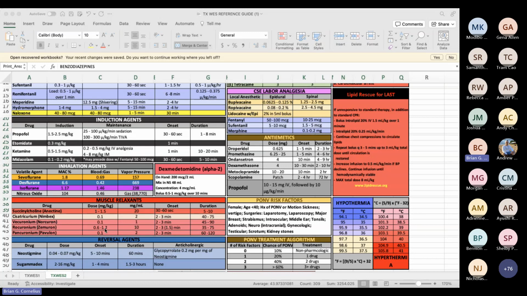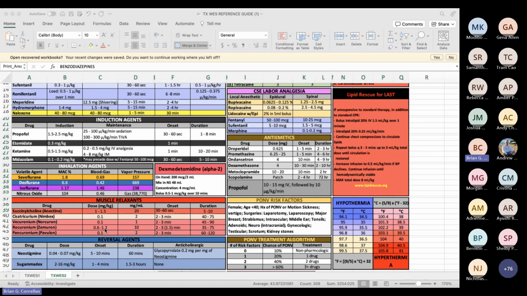So what if we were going to use isoflurane instead of using sevo? What's our MAC? Yeah, the references are kind of variable. 1.1 is usually a good point. Some places will say like 1.17, some 1.14, but something between 1.1 and 1.2.